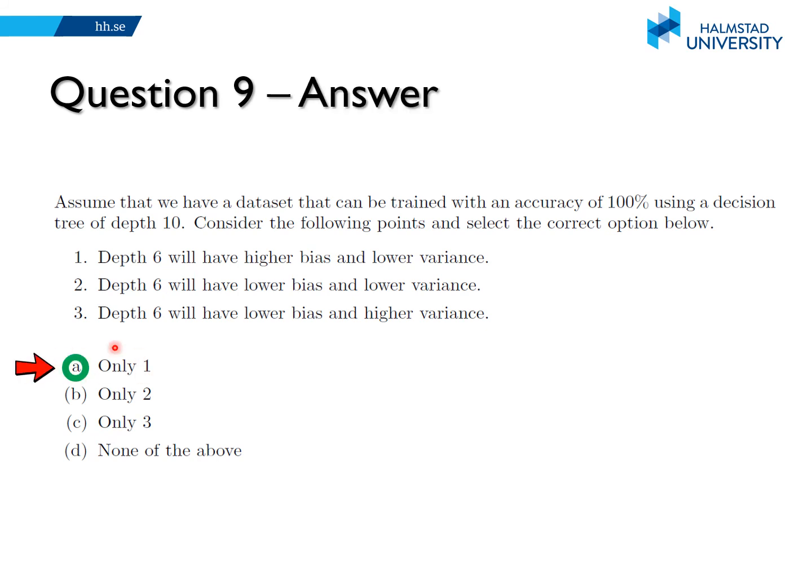The correct answer is A. So depth 6 will have a higher bias and lower variance compared to 10. And that's because with a smaller depth, we will have a simpler decision tree model. So this is a less complex model. Okay, so for example, with depth 10, you achieve 0 training error. So maybe you are overfitting. And then in this case, you have a very complex model. So you have a high variance and low bias. So with a smaller depth, you will get a simpler model, which means you are increasing the bias and decreasing the variance, right?